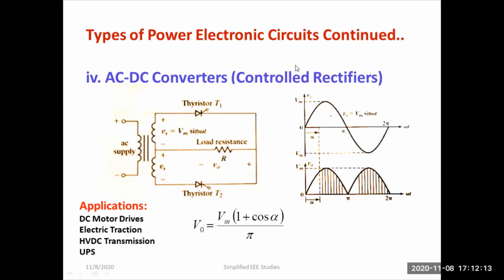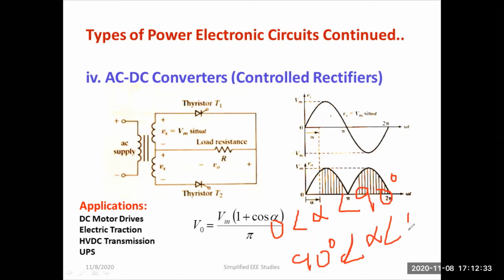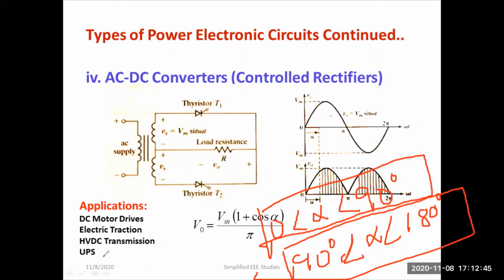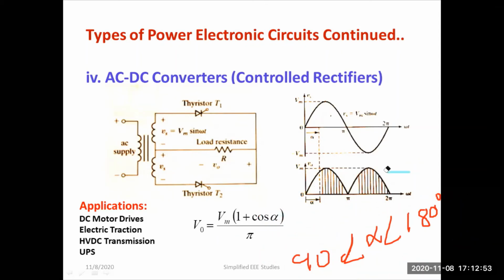At the sending end side, you maintain the firing angle between 0 and 90 degrees. At the receiving end side, you maintain the firing angle between 90 and 180 degrees. This is basically for rectification operation, and this is for inversion operation. Also, in uninterruptible power supply, UPS systems, you can use a controlled rectifier. These are the various applications of the controlled rectifier. You can note down these points.